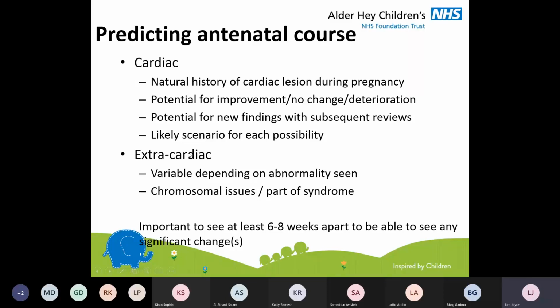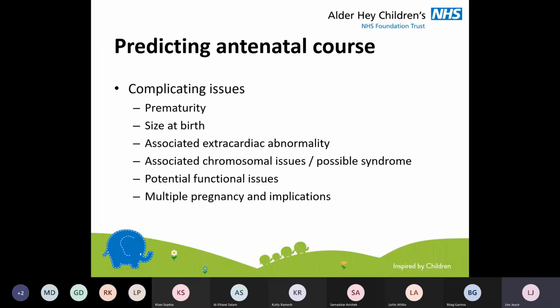And then obviously the extra cardiac side of things, to get the other teams involved if there are things like diaphragmatic hernias, duodenal atresia, and all the rest of the stuff. What is important is that we see them at 6 to 8 week intervals, so that we can see a change. Seeing them at weekly or 2 weekly intervals defeats the purpose, because structures don't grow that quickly. And if you detect a 0.1 millimeter change a week down the line, is it going to mean much difference to the fetus or not?